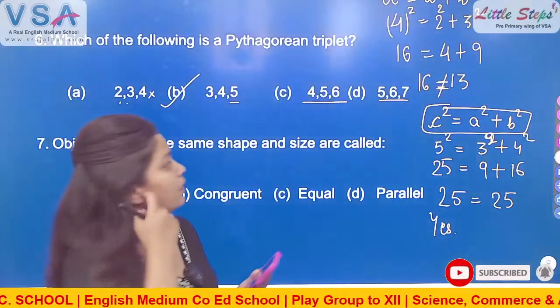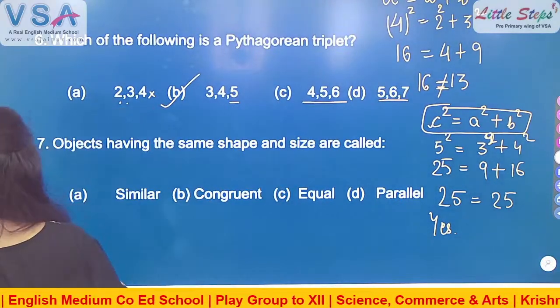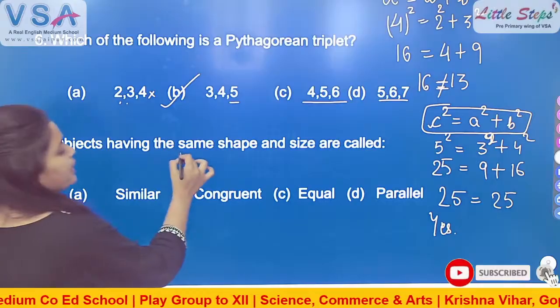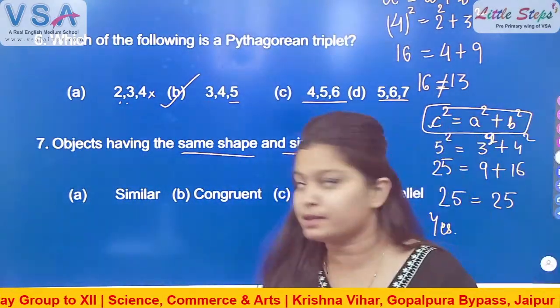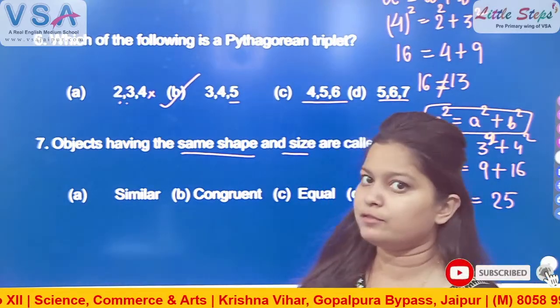Yes. Moving on to the next MCQ. Objects having the same shape. As you all know, what do we call objects with the same shape and same size? Tell me in the comment box the answer of the 7th MCQ. I'm waiting for your answer.